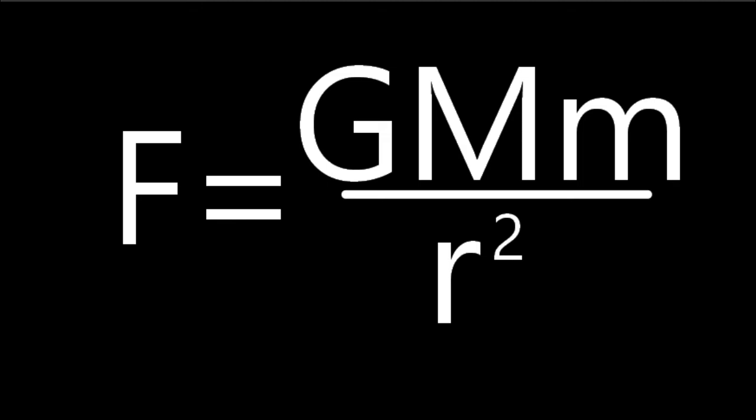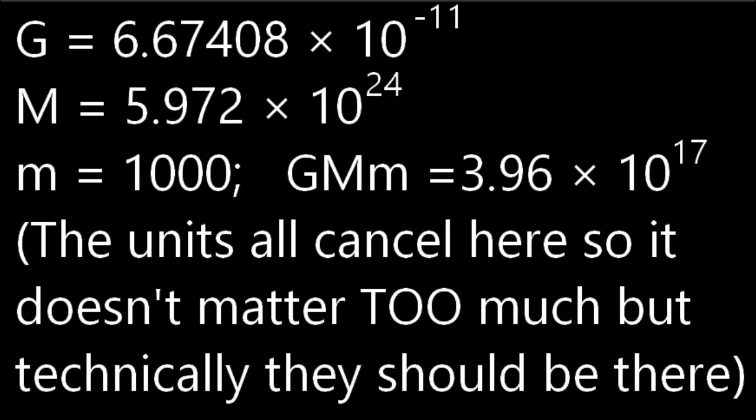And if that looks threatening, don't worry, because big G is just a number in some units, and in this case big M is the mass of the Earth, so it's also just a number in some units, and small m is the mass of the object whose weight we care about, which in this case is 1 ton, which is 1,000 kilograms, so GMm is also just a number.